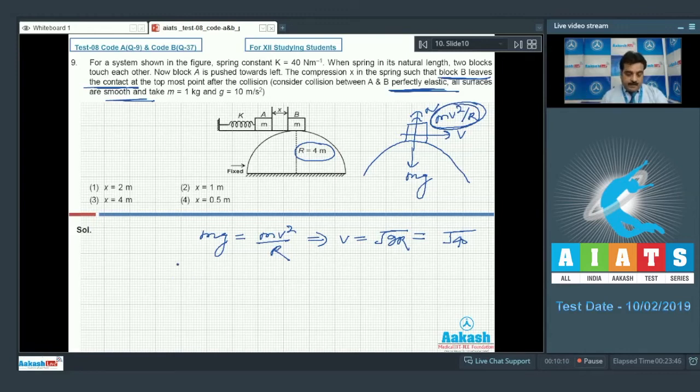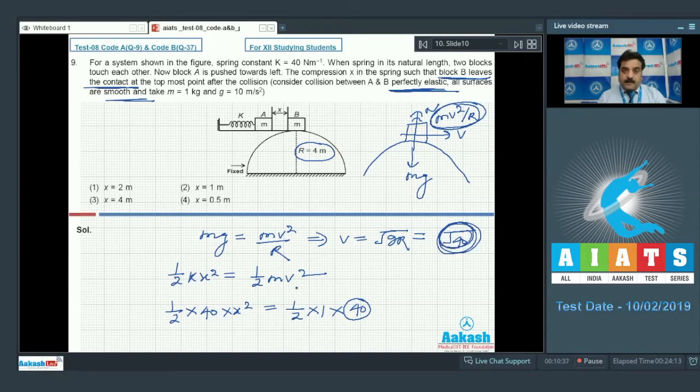So now I can write half kx square equal to half mv square. Now if I place the value, k is 400, x is our requirement, 1 by 2, mass is 1 and v square is 40. Because you have the value of this v, v square we can write directly as 40. So there is only one unknown, that is x. When you calculate, we'll get x equal to 1 meter only. So my option number 2 will be the right choice.